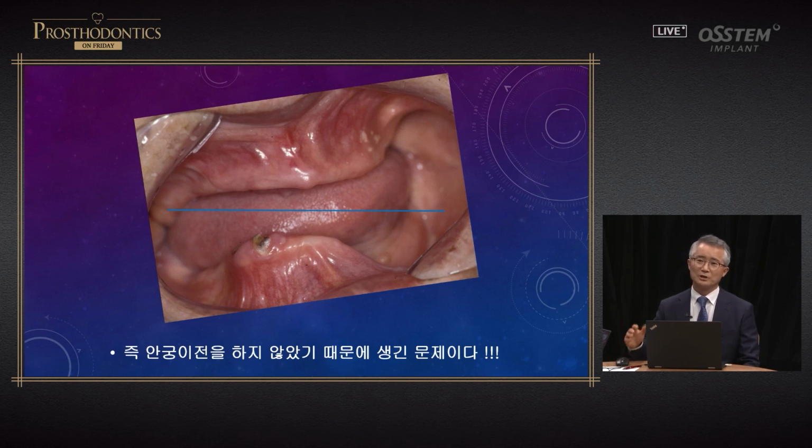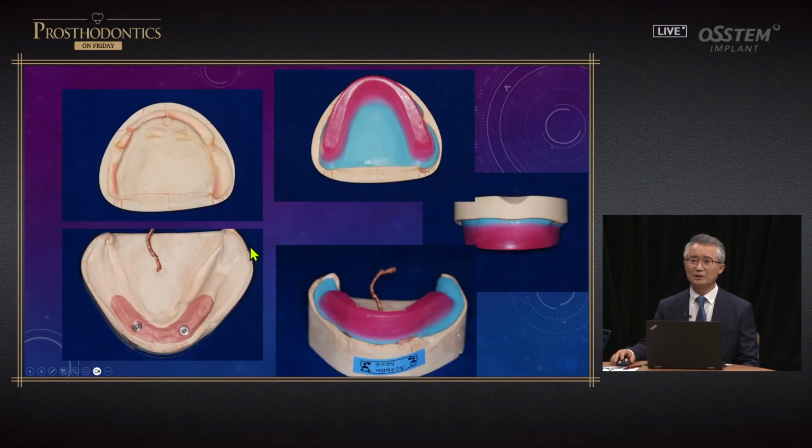I don't know whether this was done by someone illegitimate or by a lab technician. If you just give an impression without mounting, then the lab technician does the mounting like this, because they don't know where the centric relation is. Next is a patient whose upper is a full denture and lower is an implant-supported overdenture.